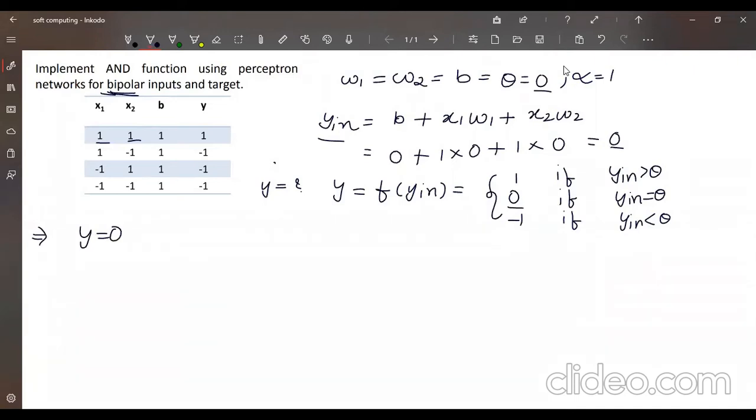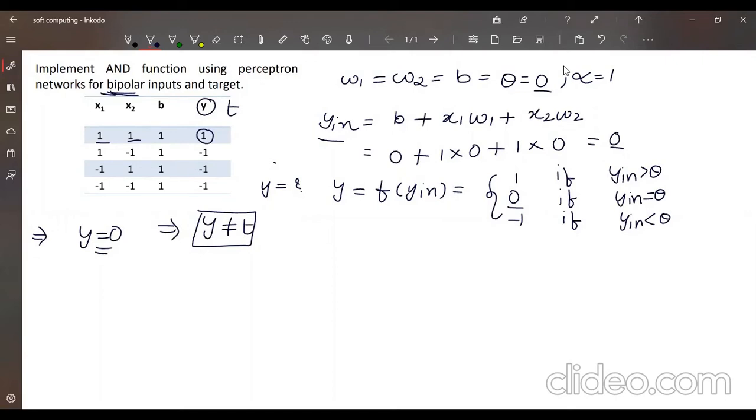Now what we have to do is compare with the target value. Let this be the target value. The actual value of Y is 1, but we have obtained Y equal to 0. So the obtained value is not equal to the target value. Now we have to update our weights. Initially we assumed 0, and with that assumption we did not achieve our target value. So we have to update our weights in order to achieve our target value.